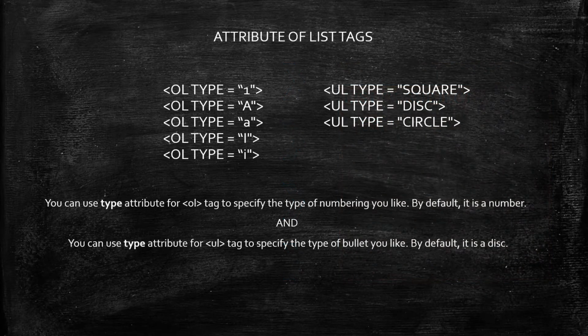Moving to the next topic, attributes of the list tag. You can use the type attribute for the OL tag to specify the type of numbering you like. By default, it is number. Otherwise, you can apply capital A, small a, capital I, small i. And for unordered list, you can use the type attribute for the UL tag to specify the type of bullet you like. By default, it is disk. Apart from disk, you can apply square and circle.